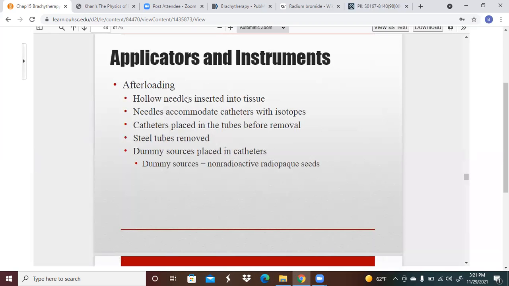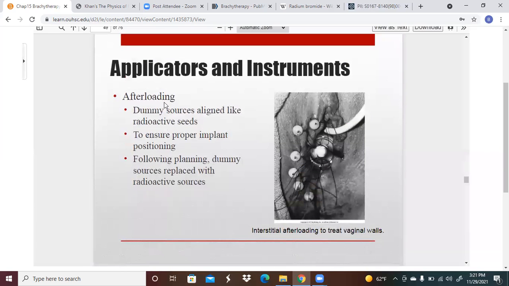Applicators and instruments, afterloading: hollow needles are inserted into the tissue. Needles accommodate catheters with isotopes. The catheters are placed in the tubes before the removal, and the steel tubes are removed. Dummy sources, non-radioactive radio-opaque seeds, are placed in the catheter. The dummy sources are aligned like the radioactive seeds, so that you can sort of practice what's happening there. They ensure proper implant positioning. You want to make sure you hit your spot. Following planning, dummy sources are replaced with radioactive sources.